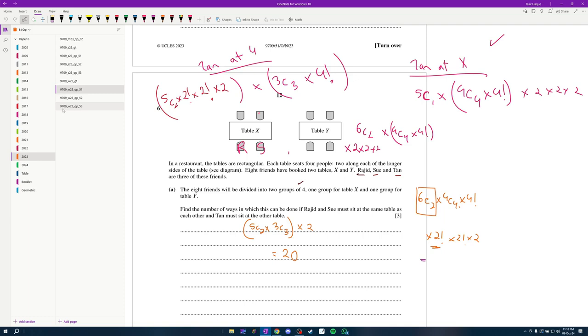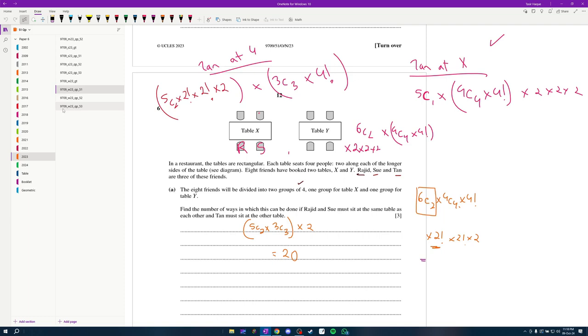Okay, so basically, here's the thing. Suppose Rajid and Sue: it wasn't specified whether they sit at table X. So it can be table X or table Y. That is why I have a times 2 over here. That's the first thing you need to know.